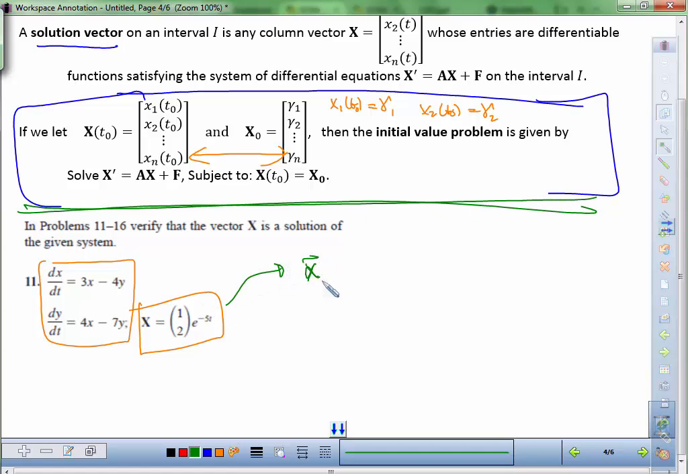So if you rewrite your x vector, you're really looking at 1 times e to the minus 5t and 2 times e to the minus 5t. And from here, you should easily be able to identify your x and your y functions. So your x should be e to the minus 5t, and your y should be 2e to the minus 5t.